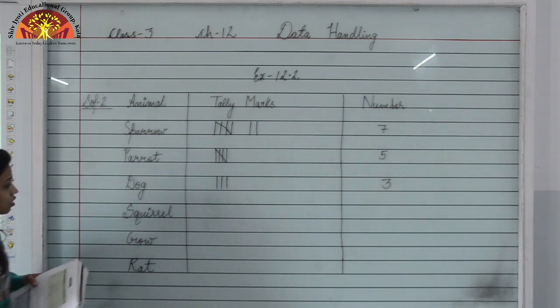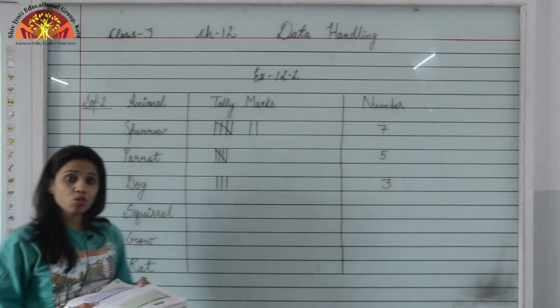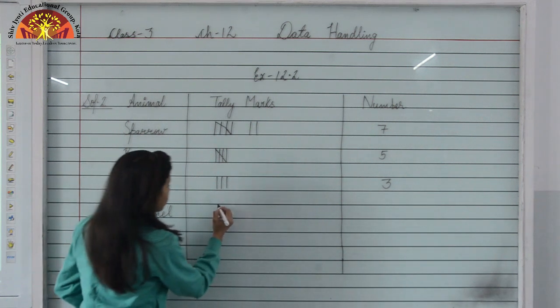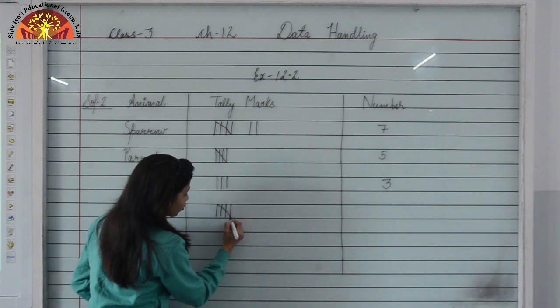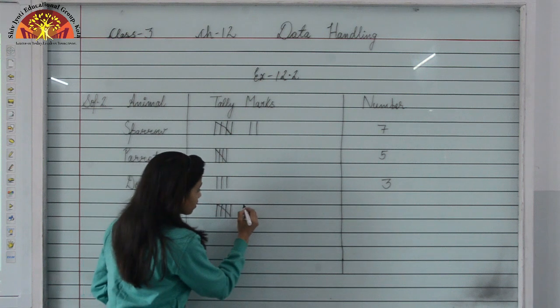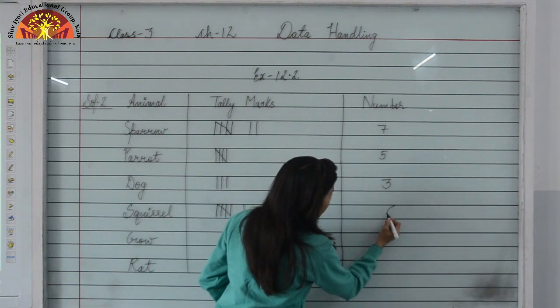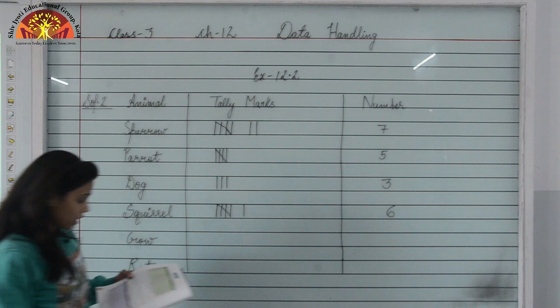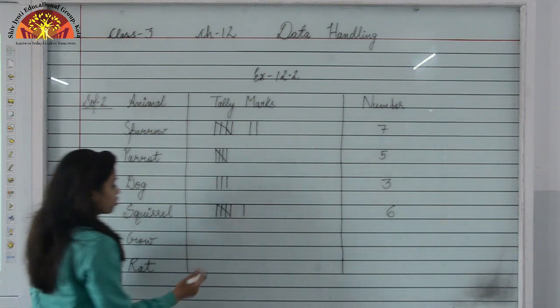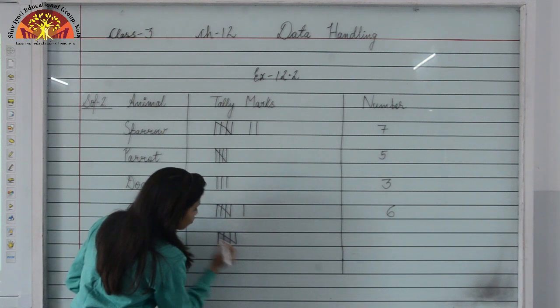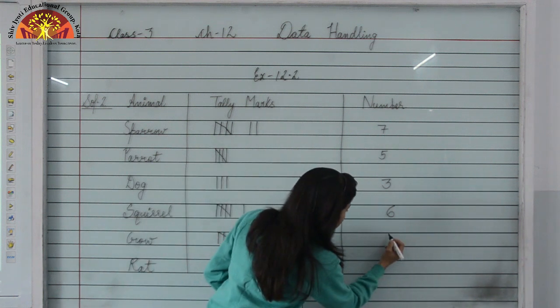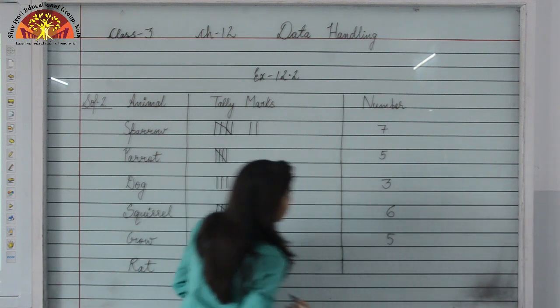Moving on to the next, squirrel. Now 6 squirrels are there. As we have already counted, so 1, 2, 3, 4. For the 5th observation, we are going to put a cross like this, and 6. We will draw one vertical line. So this is 6. Next is crow. 5 crows are there. So 1, 2, 3, 4. And for the 5th observation, you have to draw this cross line. And we will write 5 over here.